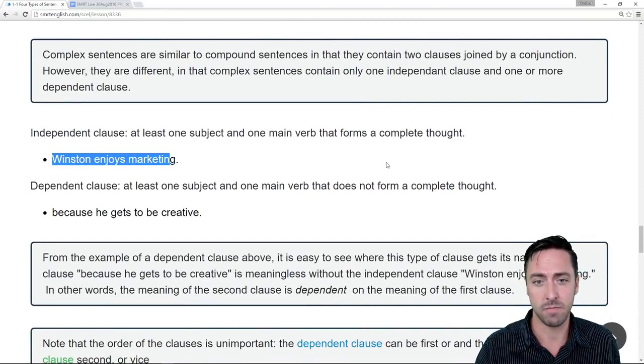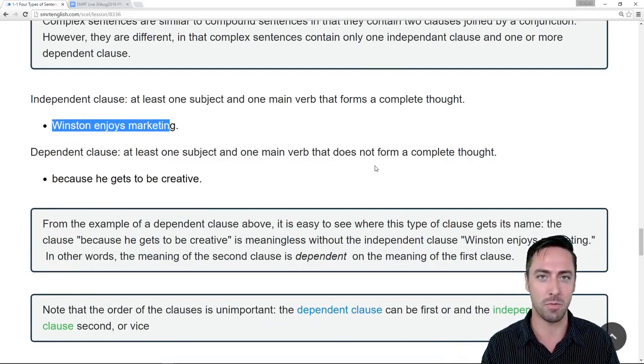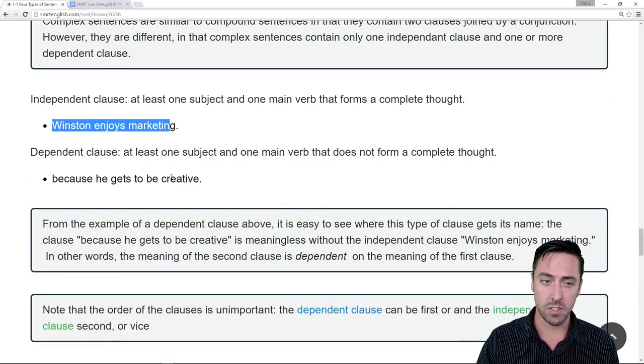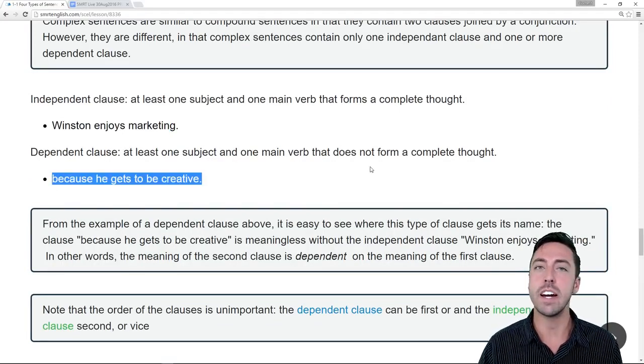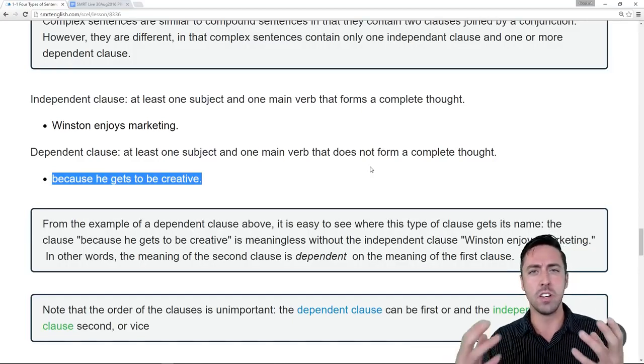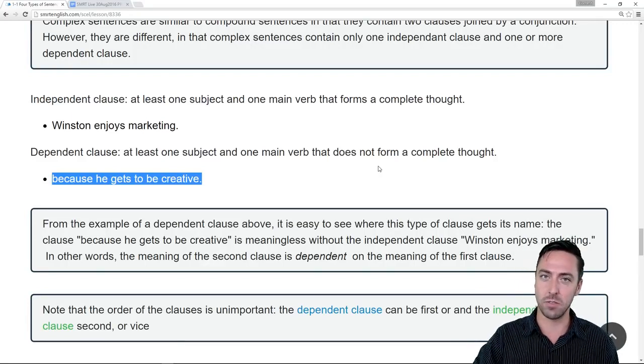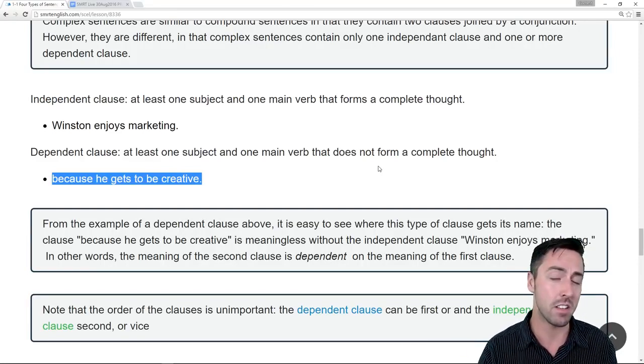Winston enjoys marketing. Now that is an independent clause. That can stand alone. A dependent clause would be something like, because he gets to be creative. Now I could not walk up to you on the street and say, because he gets to be creative, and walk away. You would not know what I meant. There would be no meaning there. So I need to connect those two things. And when I do connect an independent clause and a dependent clause, it becomes a complex sentence.